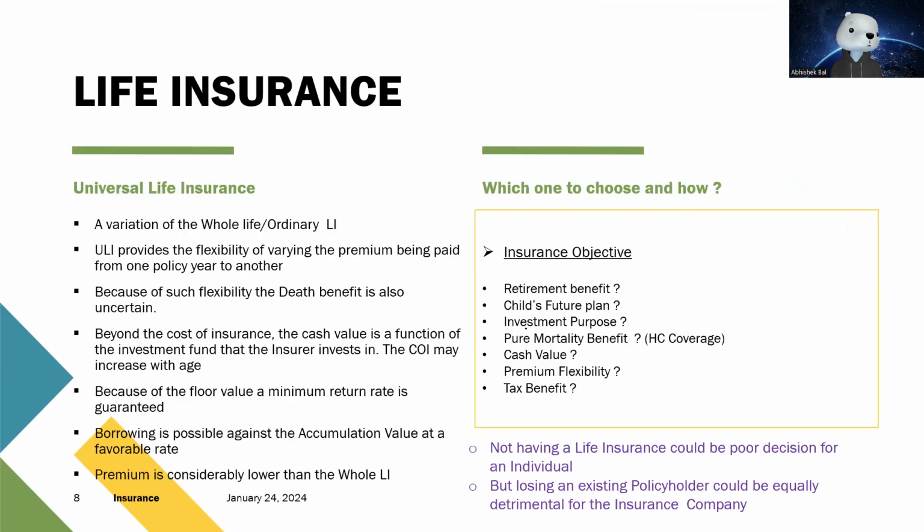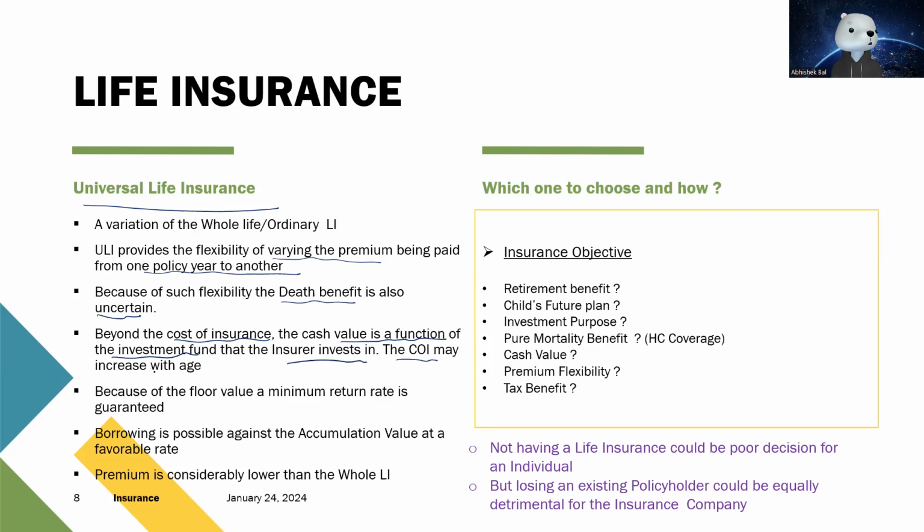Now let's come to another sort of ordinary life insurance policy, which is called the universal life insurance policy. As the name suggests, this is also a variation of the OLI. The Universal Life Insurance Policy, or the ULI, provides the flexibility of varying the premium being paid from one policy year to another policy year. Because of such flexibility, the death benefit is also uncertain.